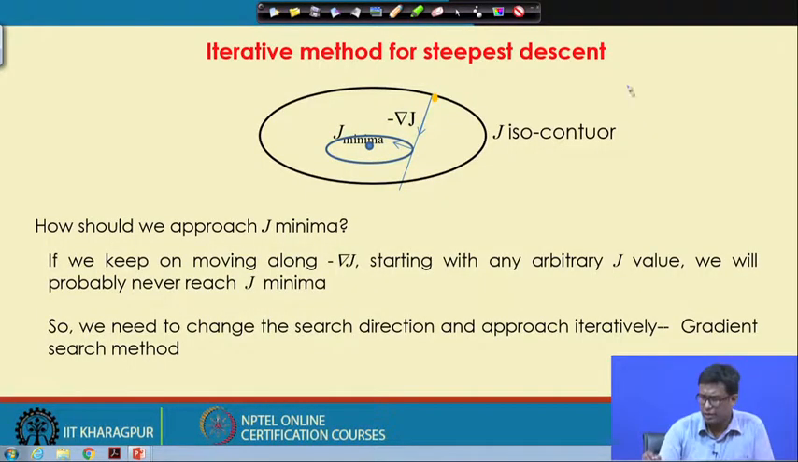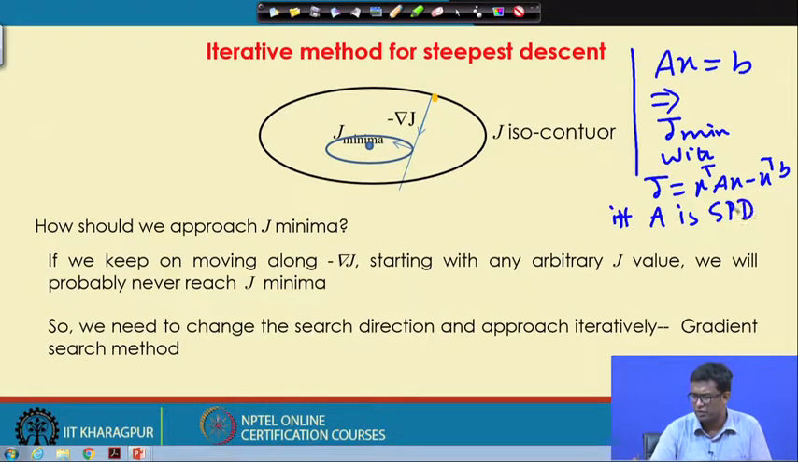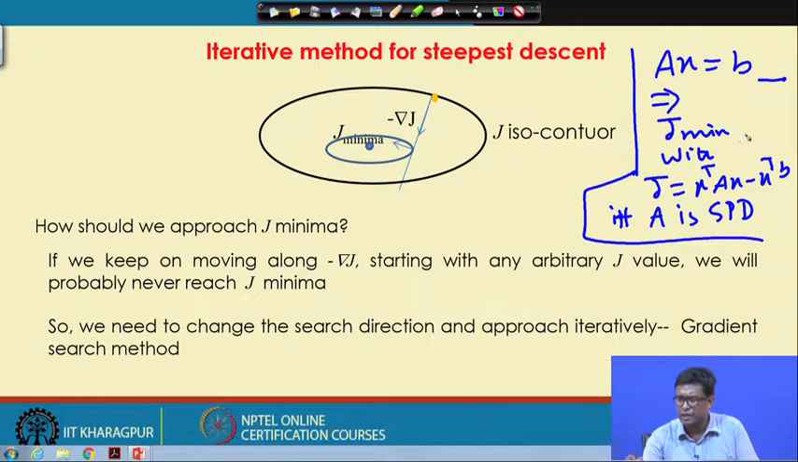Welcome. So, we are discussing the steepest descent method. In the steepest descent method, what we have seen is that solving Ax = b is equivalent to finding the minima of J = x transpose Ax minus x transpose b, if and only if A is a symmetric positive definite matrix. So, here solving a matrix equation is substituted by finding the minima of a particular functional.